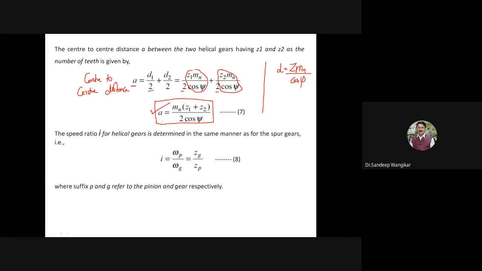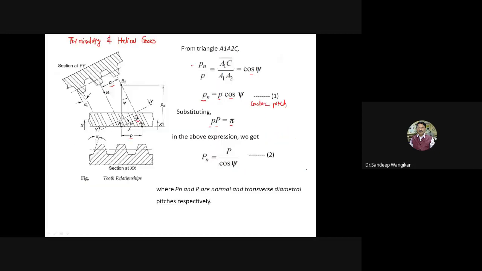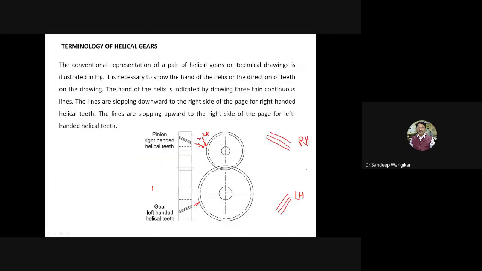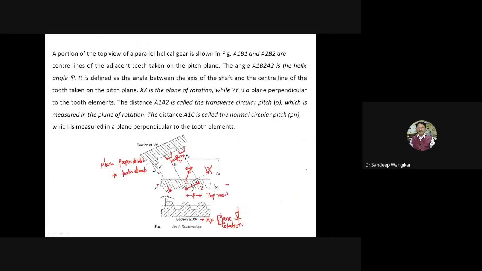Now the next point: the speed ratio I for helical gears is determined. Here, using omega, we use NP by NG. It is nothing but the ratio. So I is equal to NP by NG. Here it is mentioned, or it is also equal to ZG by ZP, where suffix P and G stand for pinion and gear. Now in short, within 1 minute, I will highlight a few points.